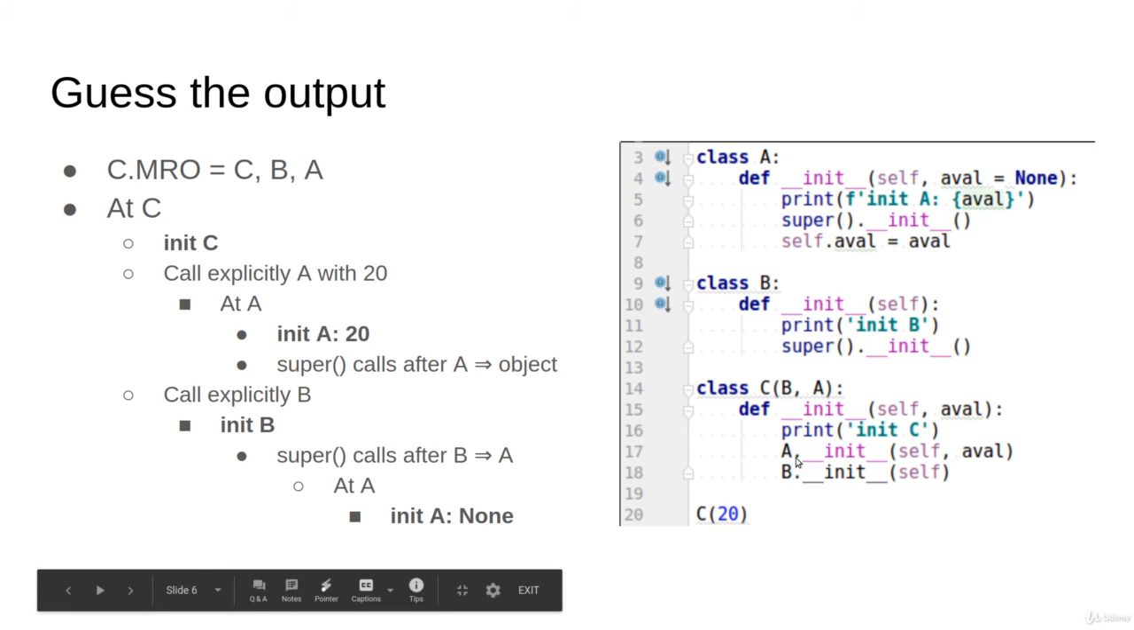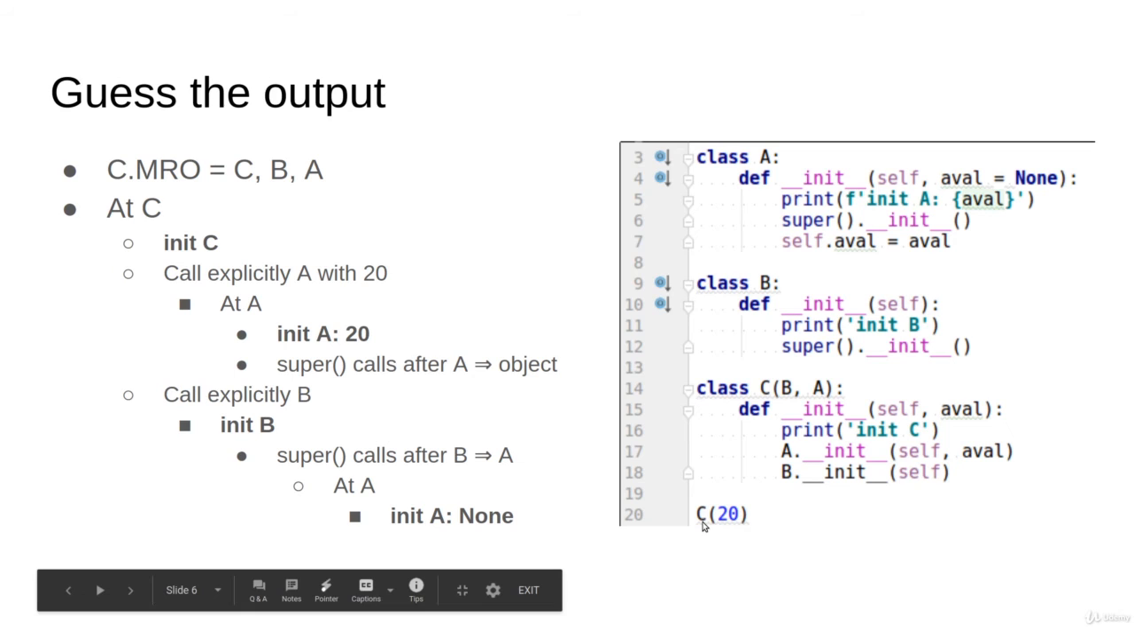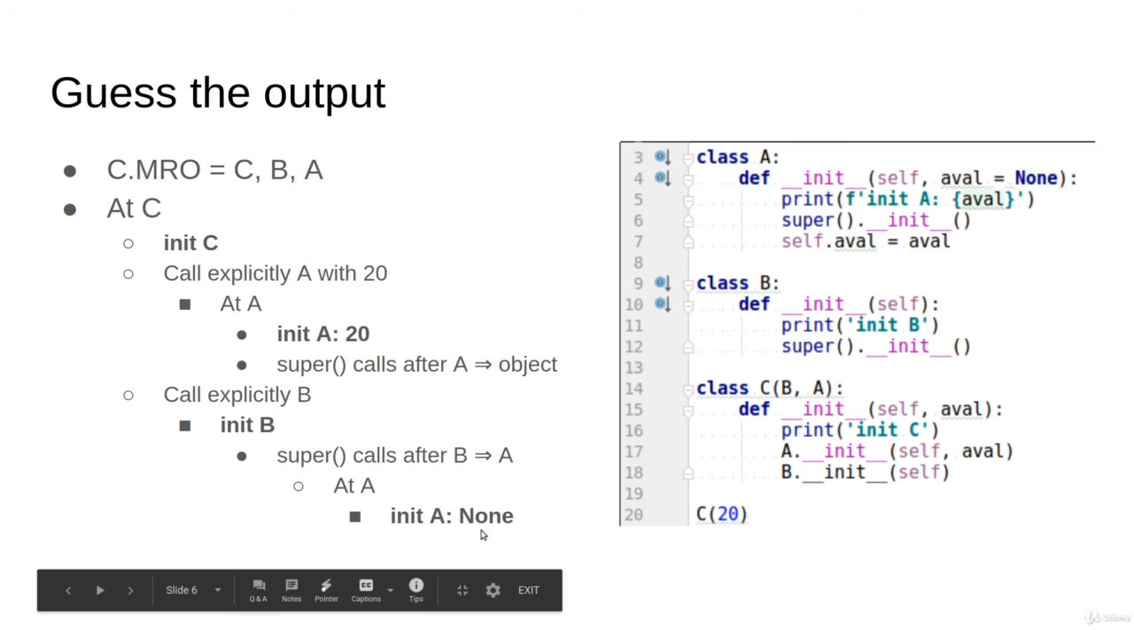B init is going to print init B, but it's going to call super. Although B doesn't have a parent, in the order of C here, C is C, B, A, object, so B should have A after it in the MRO. That's why C is going to call init A again. But this time we don't have a parameter, so A val is going to be none. So we'll print init A again. The overall output is init C, init A 20, init B, init A none.